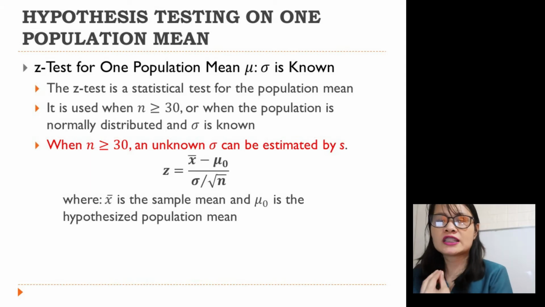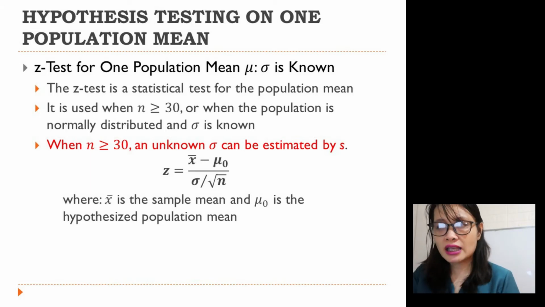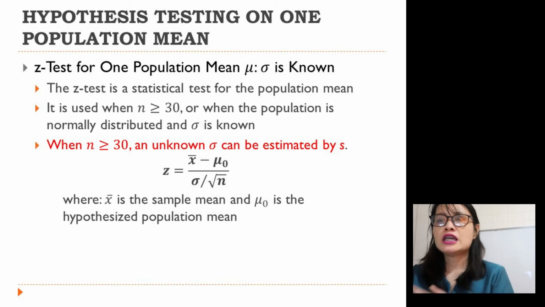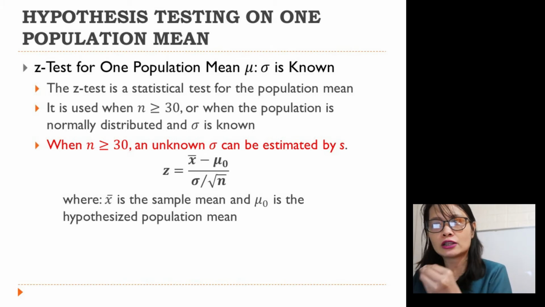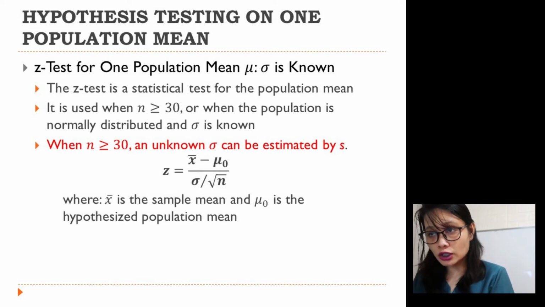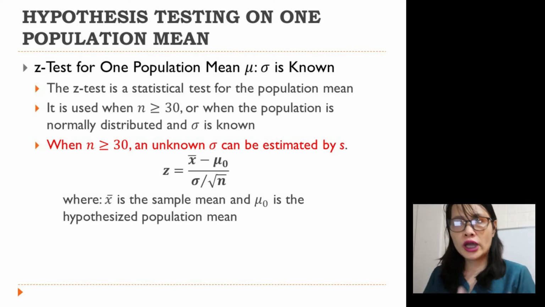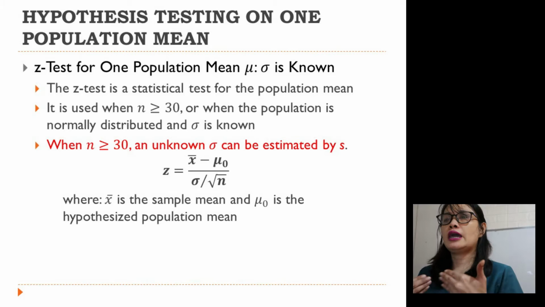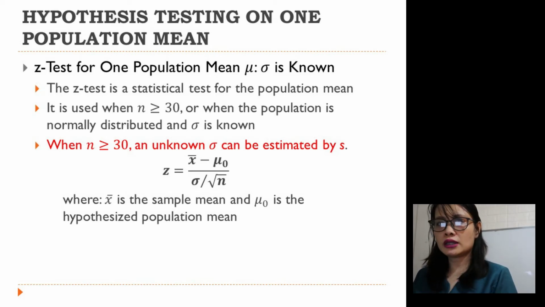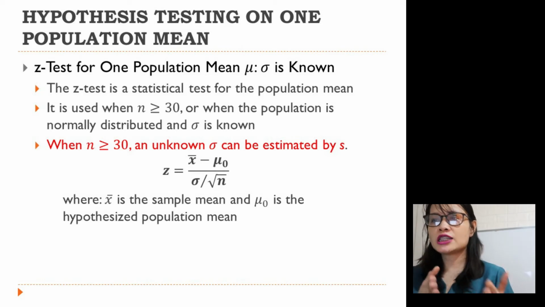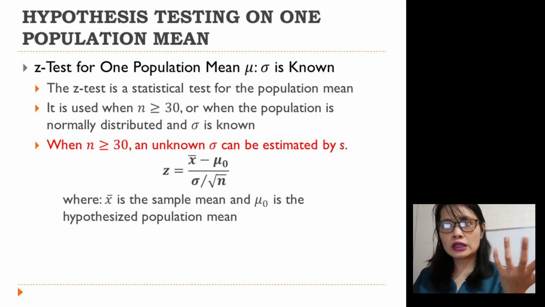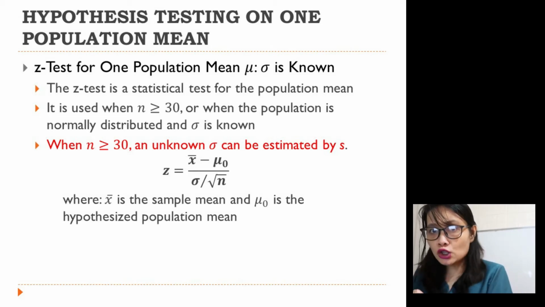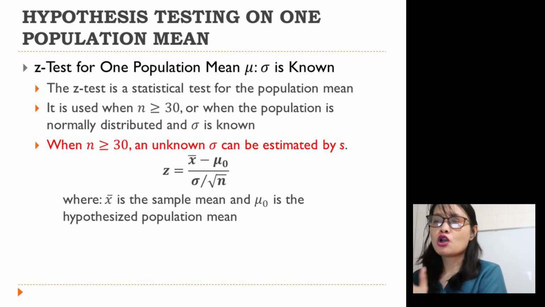Okay? Next, z-test for one population mean. When sigma is known, the z-test is a statistical test for the population mean. It is used when your sample size is greater than or equal to 30, or when the population is normally distributed and your standard deviation is known. When the sample size is greater than or equal to 30 and your standard deviation is unknown, we can estimate it by S, the sample standard deviation. Pwede yung sample standard deviation gamitin.